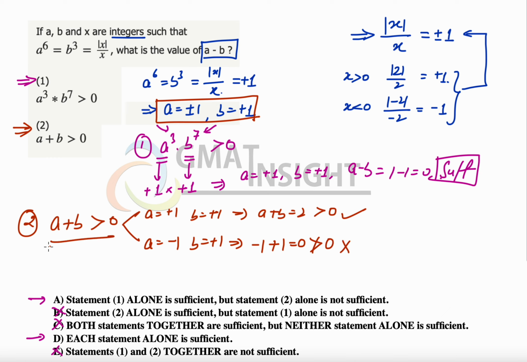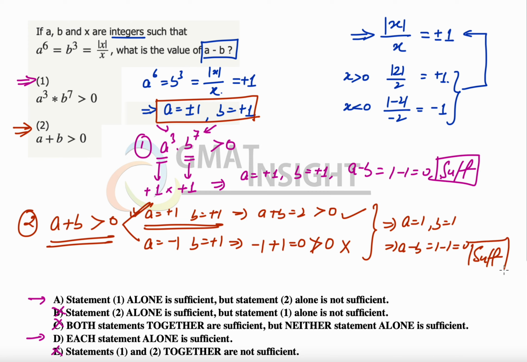Since the second statement gives us that a plus b is greater than 0, this is the condition that prevails here, which means a must be positive 1 as well as b must be positive 1. Since a is equal to 1 and b is equal to 1, a minus b has to be 1 minus 1, that is 0. Therefore the second statement also is sufficient, and hence the answer to the question is option D, which says that each statement alone is sufficient to answer the question.